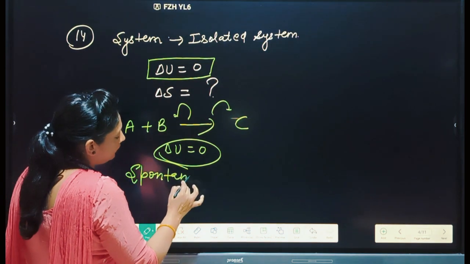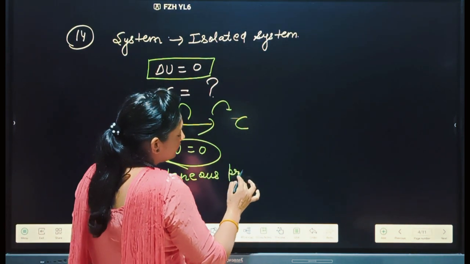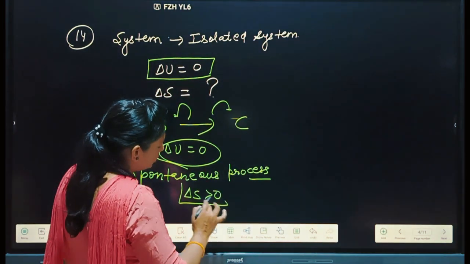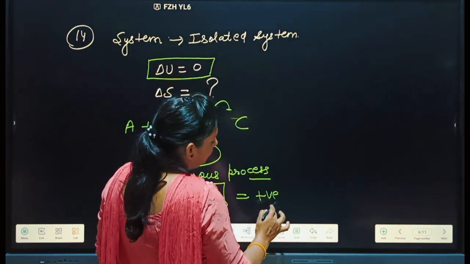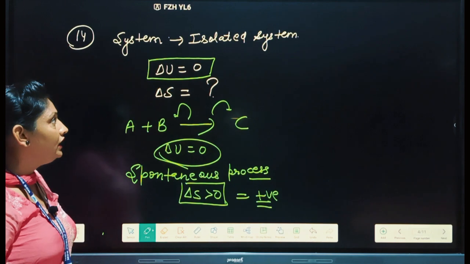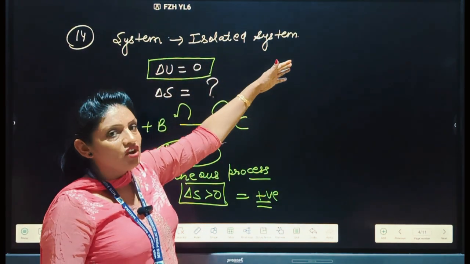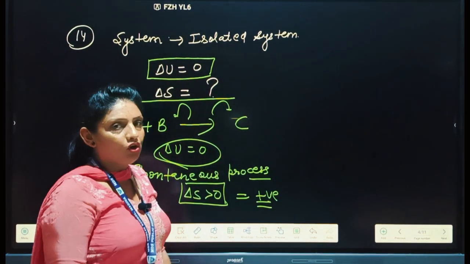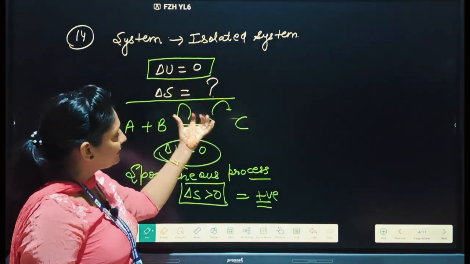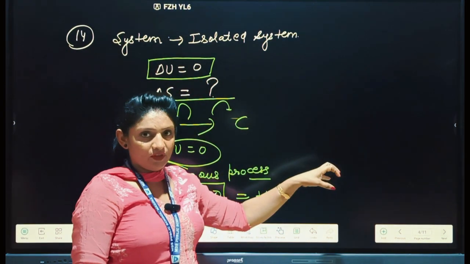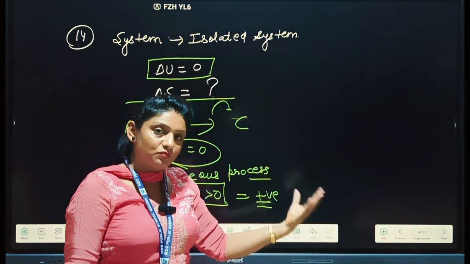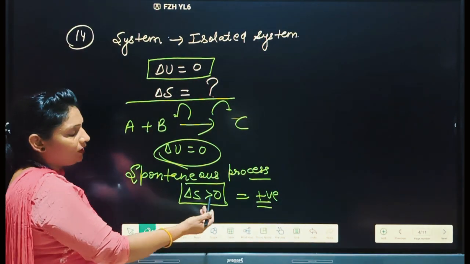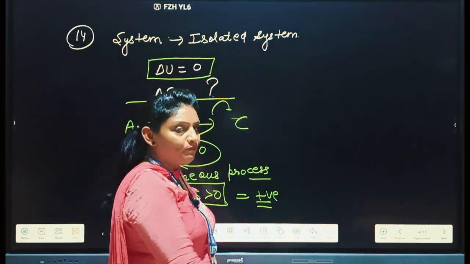And students, you know very well, for a spontaneous process, the value of del S will be greater than 0. It will be positive. So we can say if there is an isolated system for which change in internal energy is 0, entropy will be positive, because the reaction is proceeding by itself, meaning it is spontaneous. And for a spontaneous reaction, del S is greater than 0, which means it will be positive.